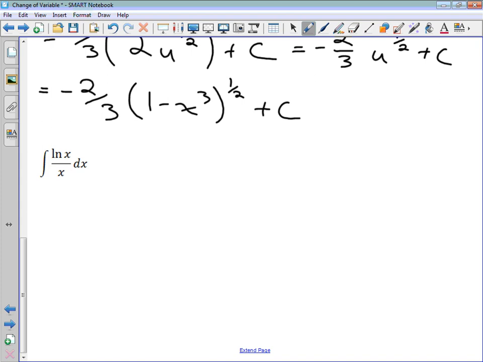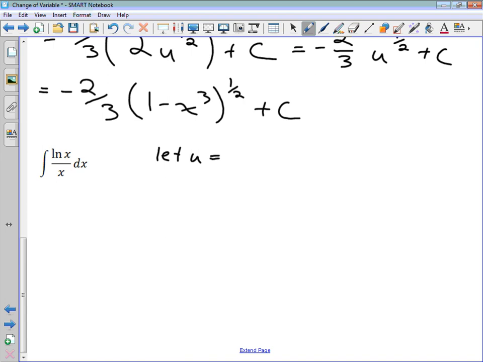Let's do one more example here. Integral of ln x over x dx. We want to make a substitution here. What might you try letting u be? It's got to be something that we see in this integral here. So what do you think, Daphne?